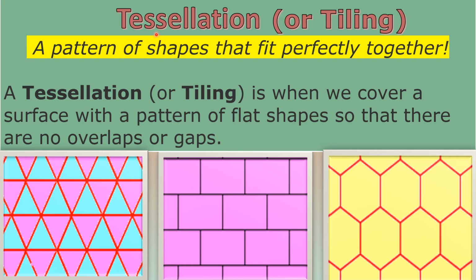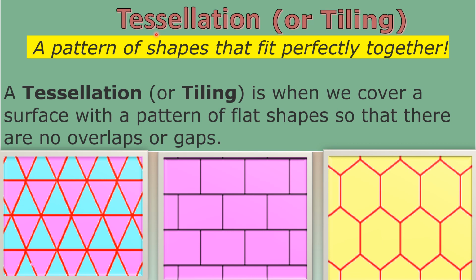Tessellation, meaning a pattern of shapes that fit perfectly together. A tessellation or tiling is when we cover a surface with a pattern of flat shapes so that there are no overlaps or gaps. It means when we cover a plane surface with the plane shapes such that there should be no overlapping or gaps between the plane shapes.